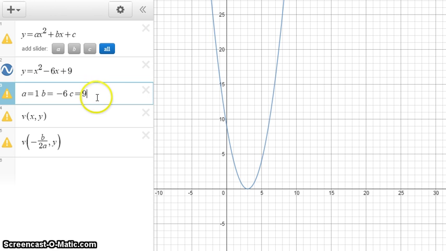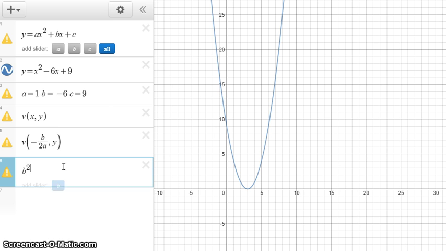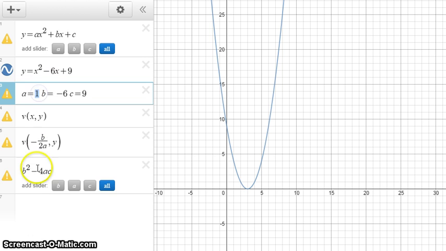I want you to put those values in. So b squared minus 4ac: you will have -6 put in there, -6 squared minus 4 times, instead of a you have 1, and instead of c you would have 9. Put it in your calculator, and your discriminant should be equal to 0. When your discriminant is 0, that means I should only have one x-intercept, in this case 3, 0.